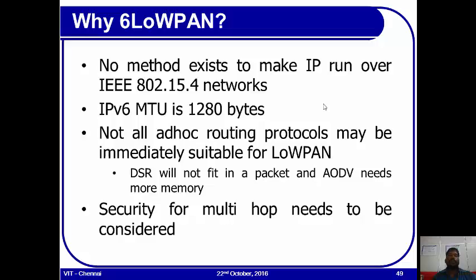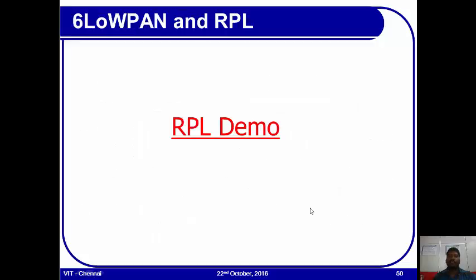Why 6LoWPAN? No method exists to make IP run over IEEE 802.15.4 networks. The IPv6 MTU is 1280 bytes. Not all ad hoc routing protocols may immediately suit 6LoWPAN. DSR will not fit in a packet and AODV needs more memory. Security for multi-app needs to be considered. We have RPL, the routing protocol for low power and lossy networks.